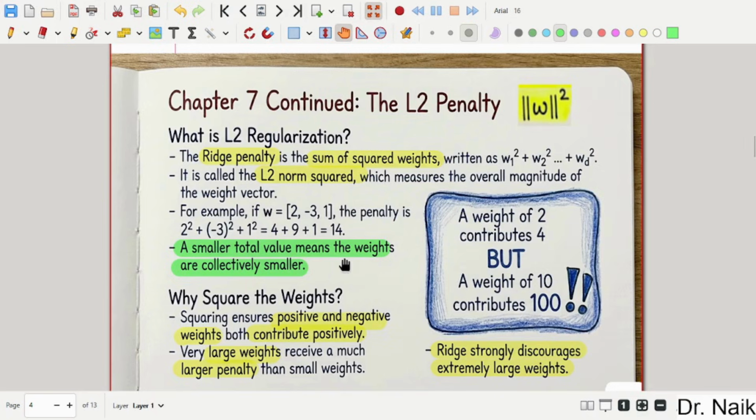Why do we square the weights? Squaring ensures the positive and negative weights both contribute positively. Otherwise they will cancel each other. A very large weight receives a much larger penalty than a smaller weight. For example, a weight of 2 contributes 4, but a weight of 10 contributes 100. Ridge regression strongly discourages extremely large weights.